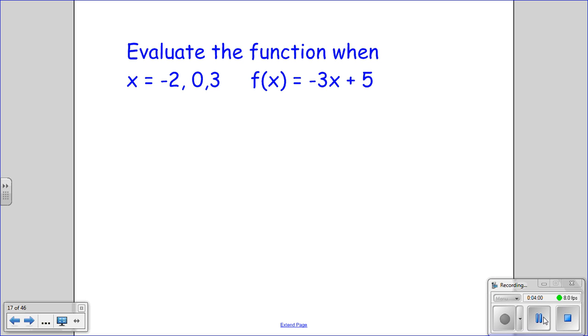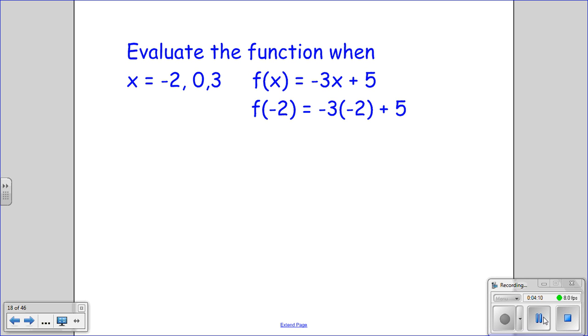Let's do a function where we're given 3 different x's. Well, we start out by putting the negative 2 into our function for x. So we'll have f of negative 2 equals negative 3 times negative 2 plus 5. Do your order of operations so that you have f of negative 2 equals 6 plus 5, and then f of negative 2 equals 11. You have one answer done so far.